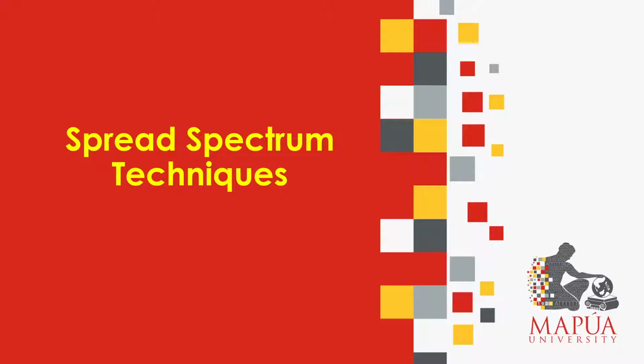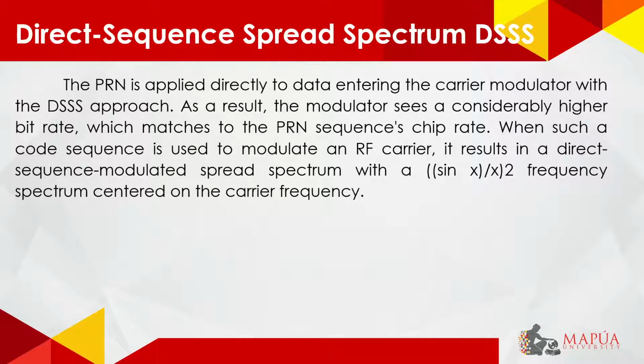Starting with the spread spectrum techniques, we have direct sequence or DSSS. The PRN is applied directly to data entering the carrier modulator with the DSSS approach. As a result, the modulator sees a considerably higher bit rate, which matches the PRN sequence's chip rate.